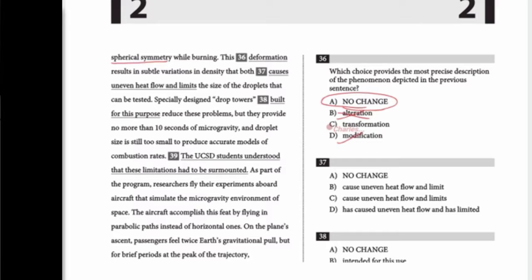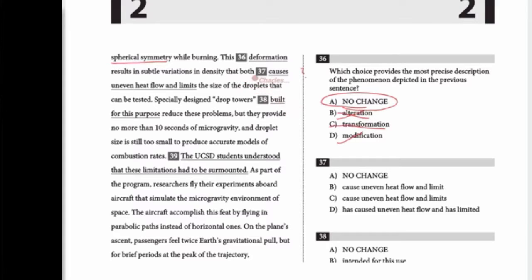Because it's not necessarily transforming into something other than fuel. It's just changing shape, okay? Alteration, modification don't say anything specifically about shape. They're just general change. Deformation captures the most concise or precise language. So I'm going to say A. I'm going to put a subtle question mark there, but I think that's right.